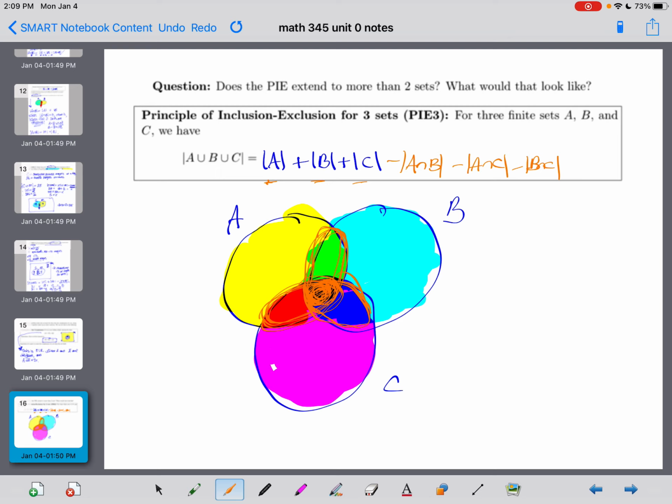And so the last thing we have to do is add back in the cardinality of A intersect B intersect C. I need to add back in the 3-way intersection so that these elements in the middle do end up getting counted exactly once. And this is the principle of inclusion and exclusion for 3 sets. It's messy, and you can try to extend this to more than 3 sets, but it just gets messier. All right, and we'll see in the exercises how we can use this for more complicated problems.